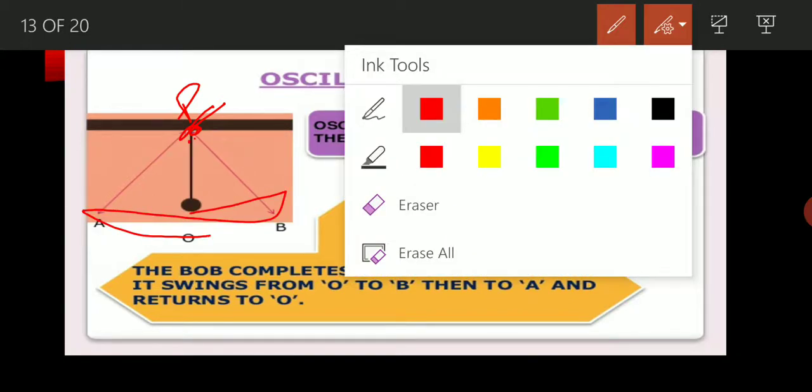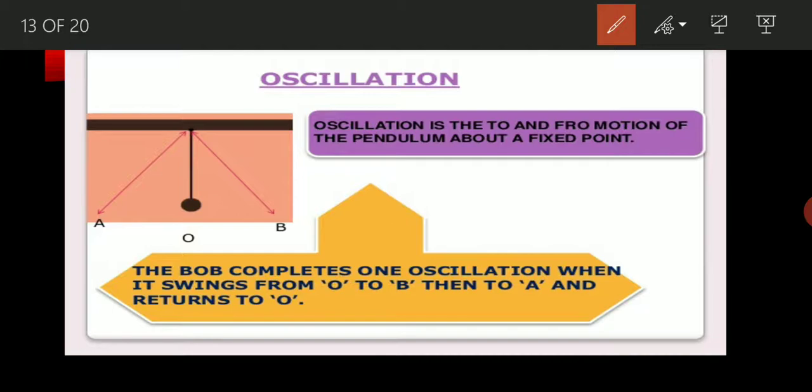Clear? So if we are talking about oscillation, it shows a to and fro motion. In this way it is showing a to and fro motion. Along with that, it is also repeating its path. You can see that it is repeating its path. So this type of motion is known as oscillation.